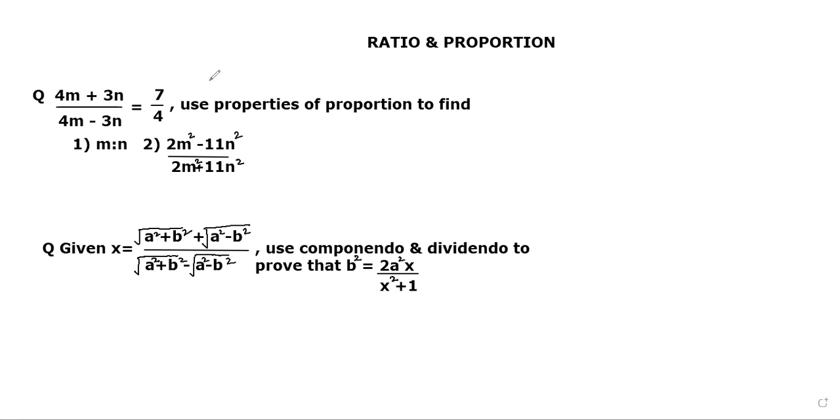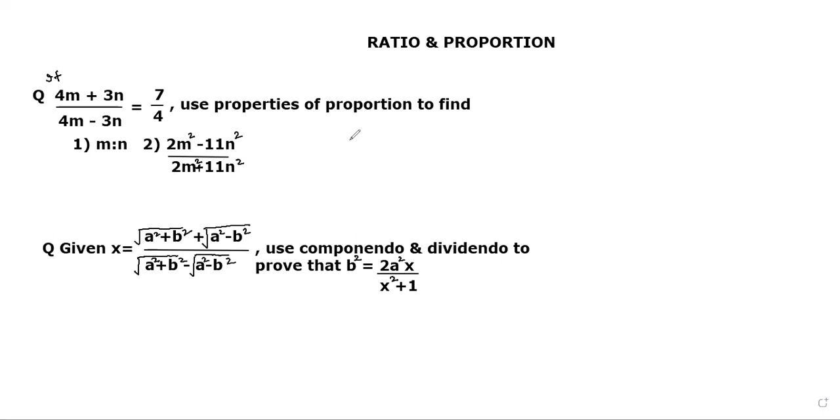on the subject. All right, so let's go to question number 1, which says that if (4m plus 3n) upon (4m minus 3n) is equal to 7 upon 4. This is given. Use properties of proportion to find: the first part says find the ratio m is to n, and the second one says find (2m square minus 11n square) upon (2m square plus 11n square).